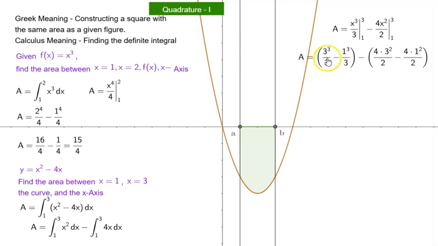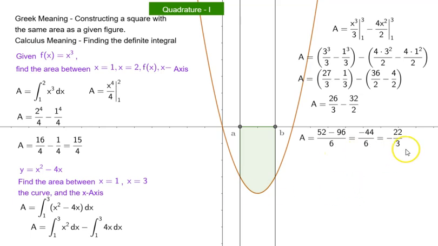Substituting the limits, we get A is equal to 3 cube by 3 minus 1 cube by 3 minus 4 times 3 square by 2 minus 4 times 1 square by 2, which gives us 27 by 3 minus 1 by 3 minus 36 by 2 minus 4 by 2. So 26 by 3 minus 32 by 2, which gives us minus 22 by 3. Now we could have simplified it here itself and reduced our multiplication effort.